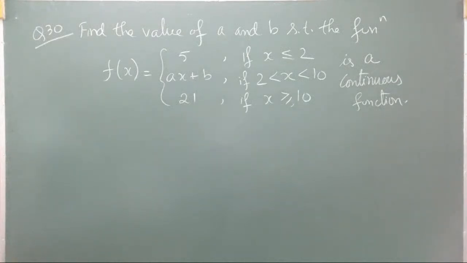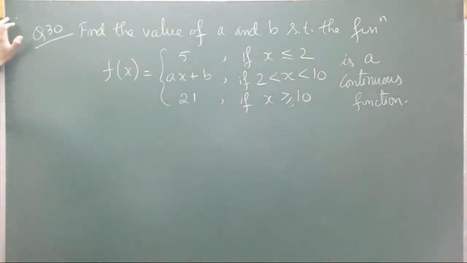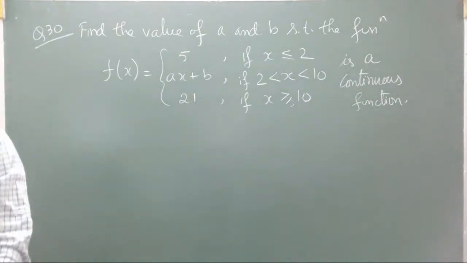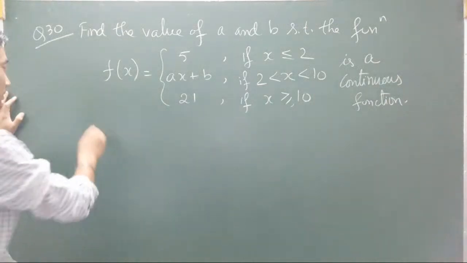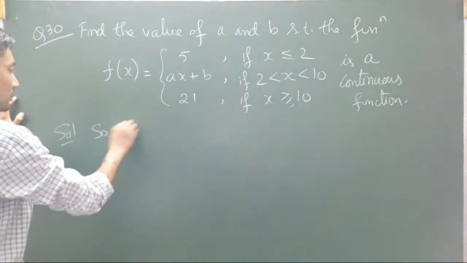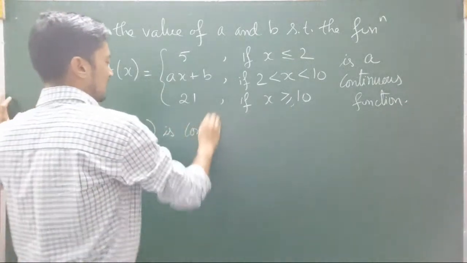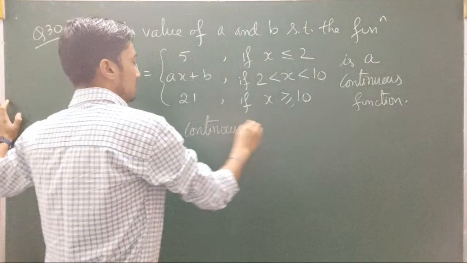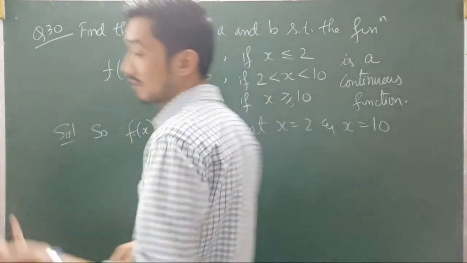Now for continuity, generally what happens? For continuous functions, we need points. Points are very important. So from here we can clearly see that the points that we have are 2 and 10. So solution: f of x is continuous at x equal to 2 and x equal to 10 also.